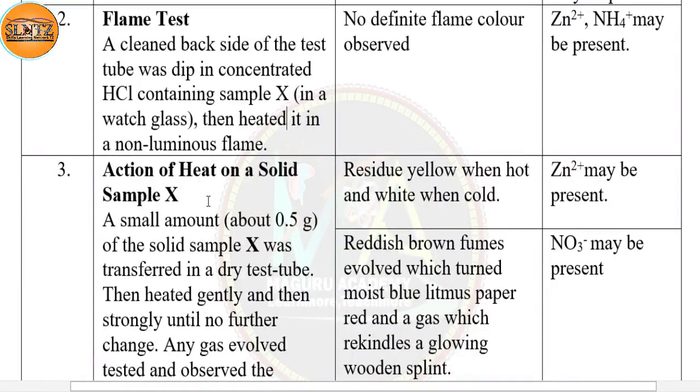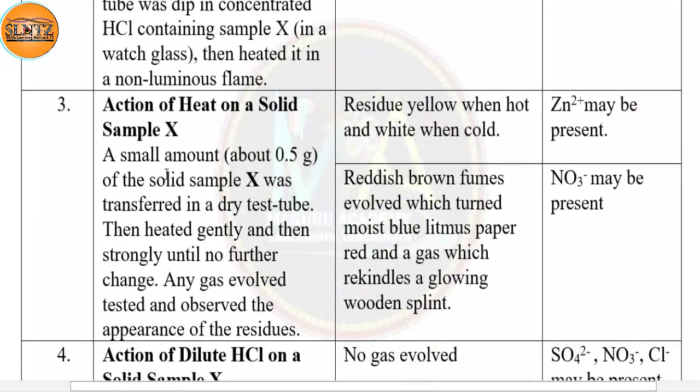Action of heat on solid sample X. You see there is a change of tense. A small amount of solid was transferred in a test tube, then heated gently and then strongly until no further change, and gas evolved, tested, and observed the appearance of the residue. Reddish brown fumes evolved, and the note evolves as written in the sheet. When hot, action of heat, we have this one and this one, represented by this one. That is the way on how to write. We have said this evolved and turned, not turns, and the note evolves.